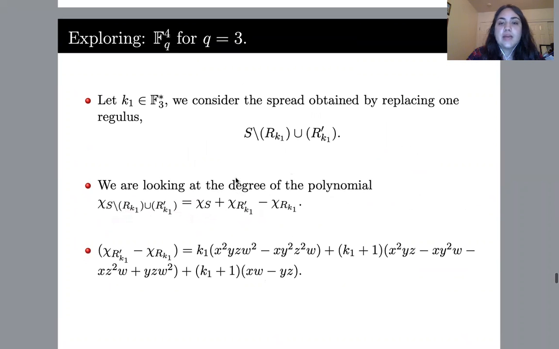Now, let's say we want to consider the spread obtained by replacing one regulus, okay? And remember, we're still looking at when Q equals 3. So we're looking at the degree of the polynomial that looks like chi of S plus chi of RK1 prime minus chi of RK1, right? So we already have a form for this, as I showed you previously. And it looks something like this, all right?